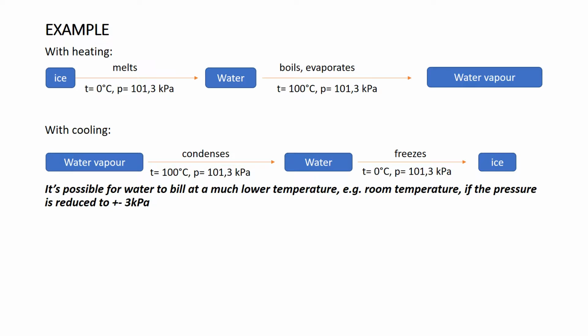It is possible for water to boil at a much lower temperature if the pressure is reduced to plus or minus 3 kilopascals. So I told you that pressure plays a very important role in state changes. We can see here that if you reduce pressure, then you are going to boil your water at a much lower temperature. So that is how pressure affects state changes.